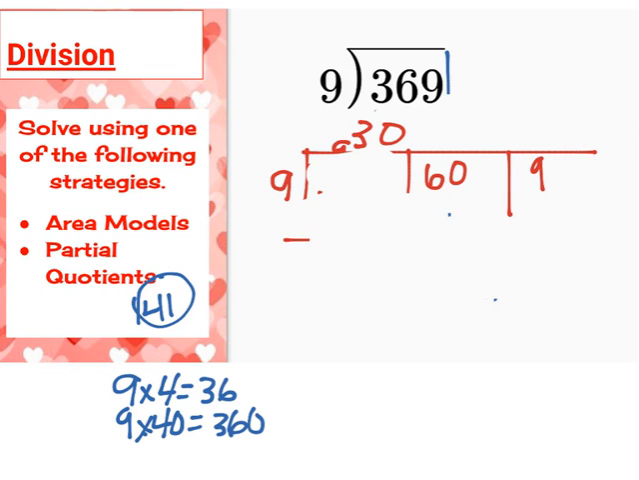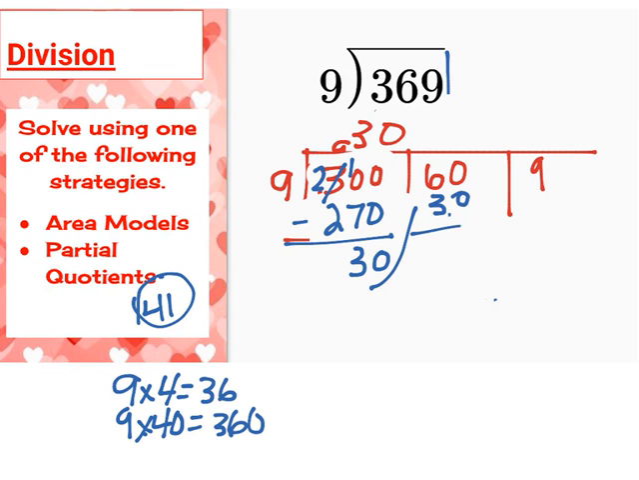Let me use different color ink. Okay, 9 times 3 is 270. Subtract. 0 minus 0 is 0. Can't do 0 minus 7. 10 minus 7 is 3. So I have 30 left over. I've got to bring it up and add it to my 60. I now have 90. Well, I know that 9 times 10 is 90.